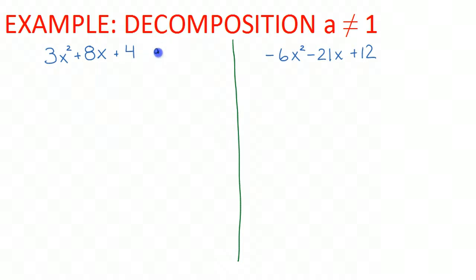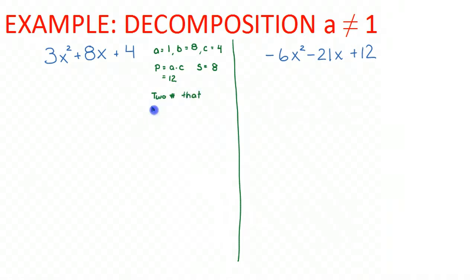So the first thing I do is I write down my A, B, and C terms. So A is 3, B is 8, and C is 4. And then what I do is I figure out what's called the product. And the product is the A times the C term. So the product is going to be 3 times 4, which is 12. And the sum is the B term, which in this case is 8. So now I say to myself, two numbers that multiply to 12 and add to 8.